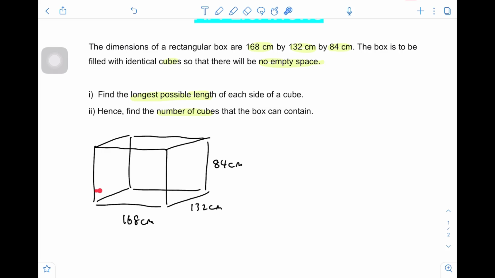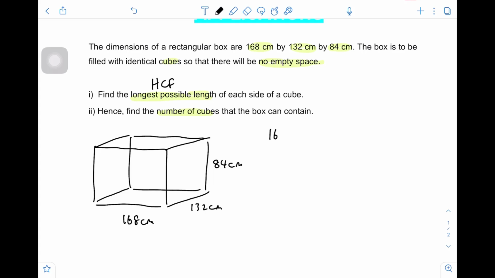So what is the common length that I can fit in across the length, across the breadth, and across the height? The longest possible common length. Why does it have to be a common length? Because in these red cubes that you're trying to fit in, the dimensions are all the same. So when you see the words longest possible length and you want to fit in some common length, you are trying to find the HCF of these three numbers.